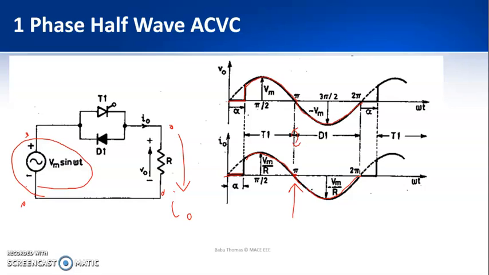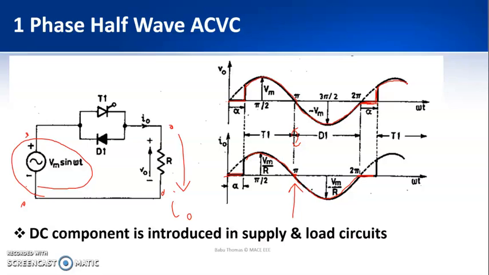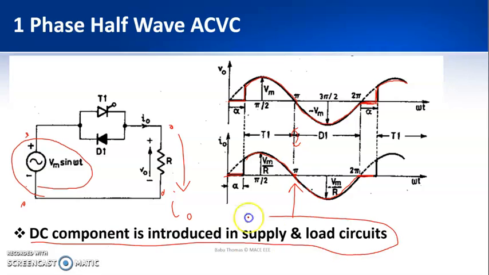And again, at 2 pi plus alpha, thyristor T1 is again forward biased and triggered at angle alpha, so the output voltage comes again. This is how a basic single phase half-wave AC voltage controller works. But the main disadvantage with a half-wave AC voltage controller is that a DC component is introduced in the supply and the load circuits, because the positive half cycles are only controlled and the negative half cycles are not controlled.